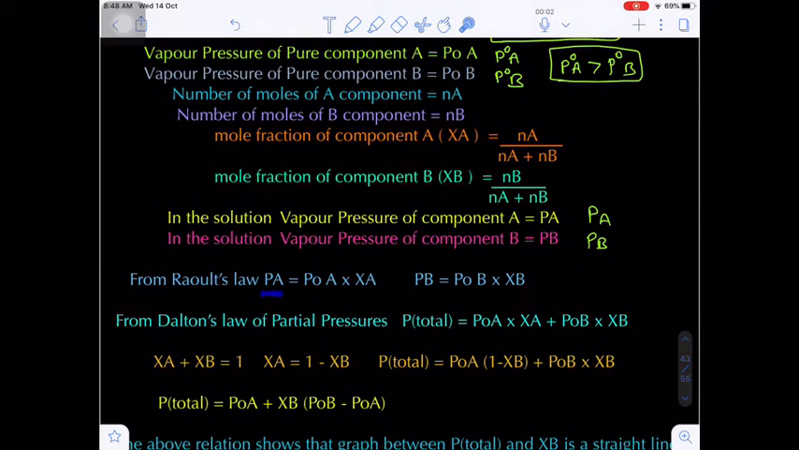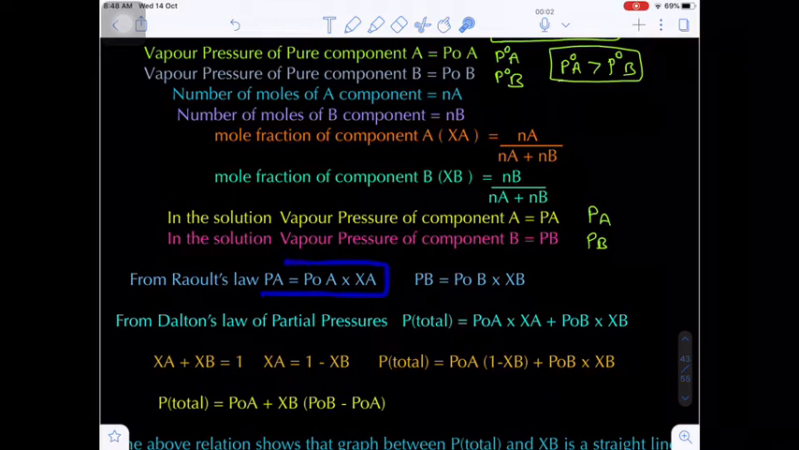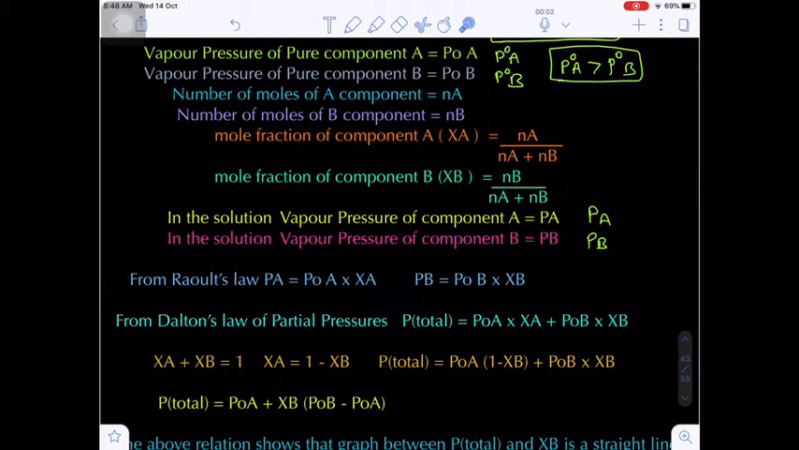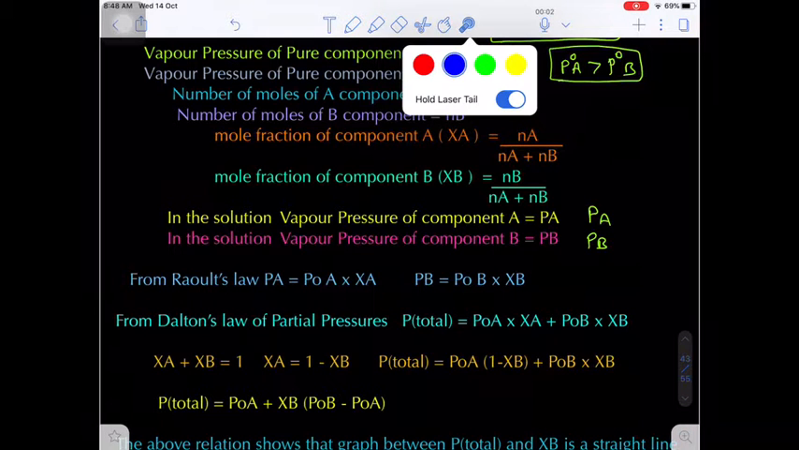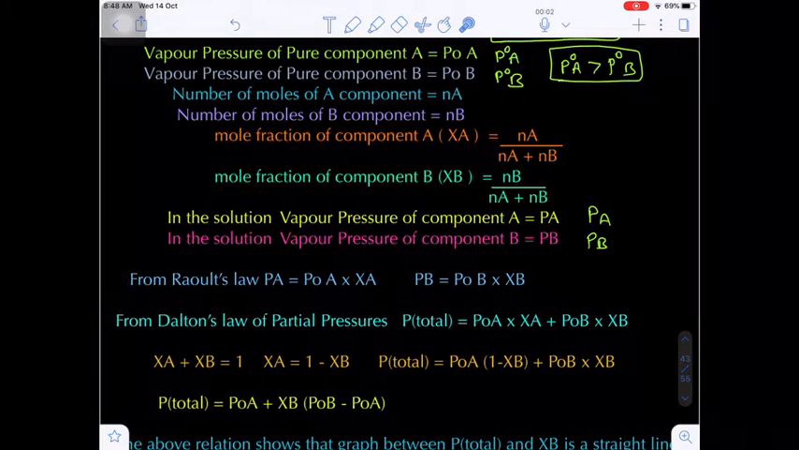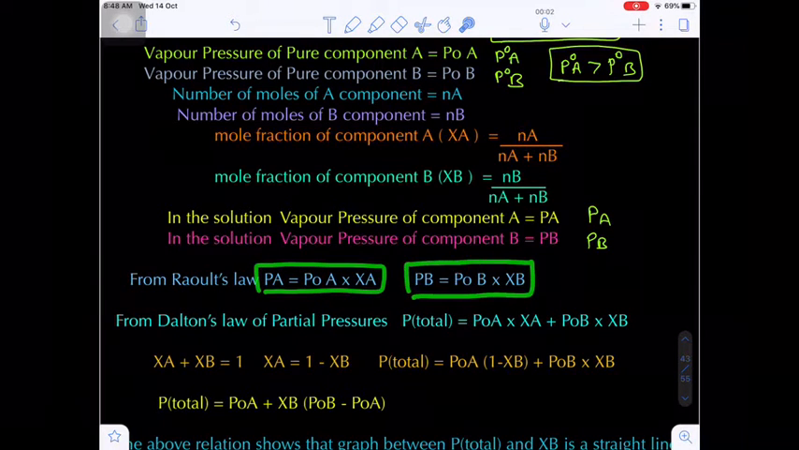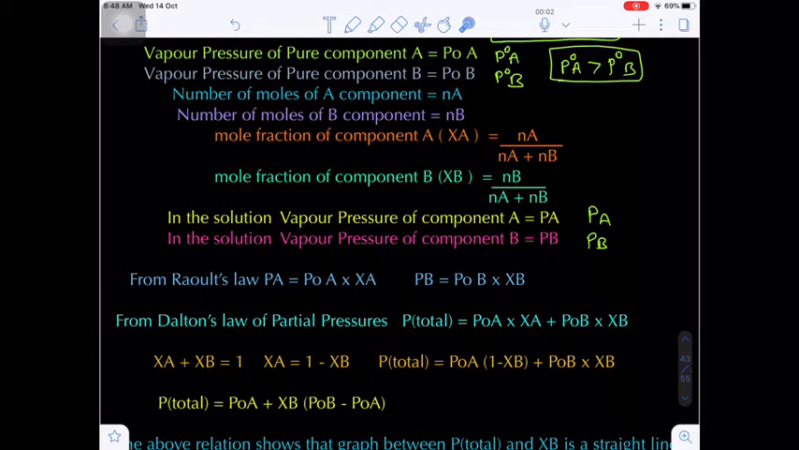Now, from Raoult's law, just now I told you, the partial pressure of any component in the solution will be equal to the product of the mole fraction of that component in the solution and its vapor pressure in the pure form. Similarly, there are two components. So for component A the partial pressure in the solution is P naught A into Xa, and for component B the partial pressure in the solution is P naught B into Xb.